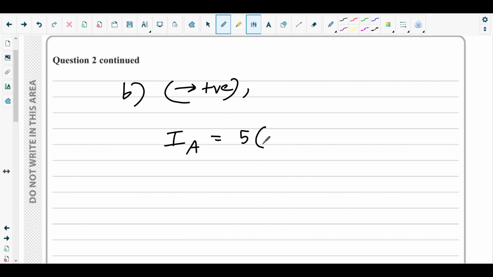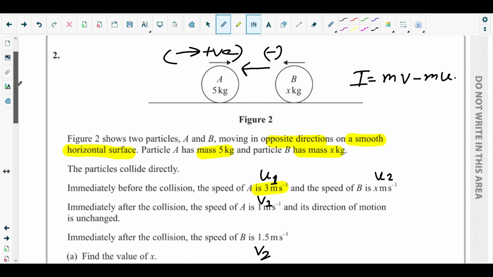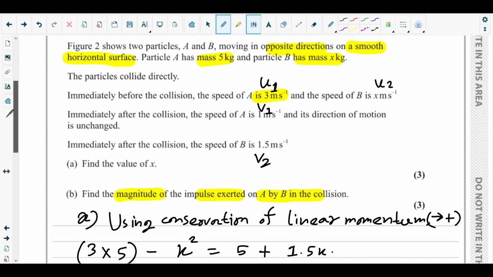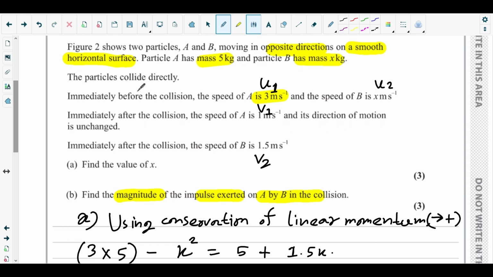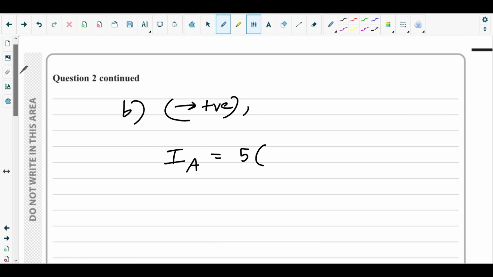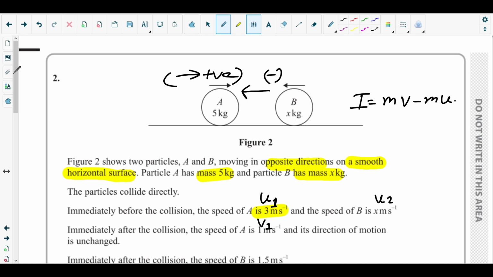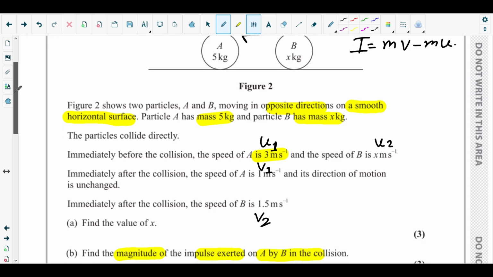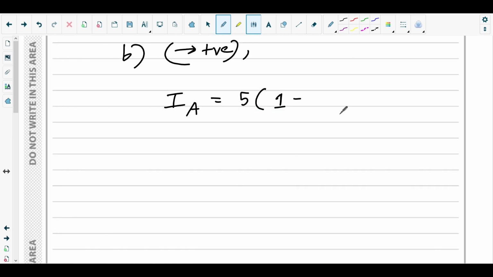Now consider v, final velocity. After the collision, what's the velocity of particle A? This is 1 meter per second towards the positive direction. So v is what? 1. And before the collision, what was the velocity of particle A? That was 3 meter per second, right? It's in the positive direction. So v minus u. So v is 1, u is 3. Okay, so you will get impulse on A, that is basically 5 times negative 2. That would give you what? Impulse on A is negative 10 Newton second.